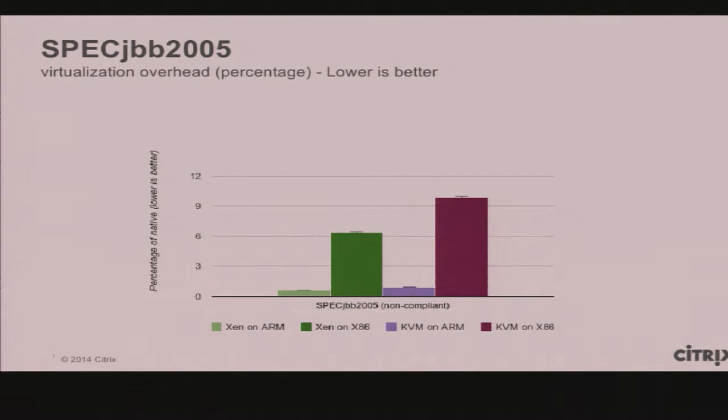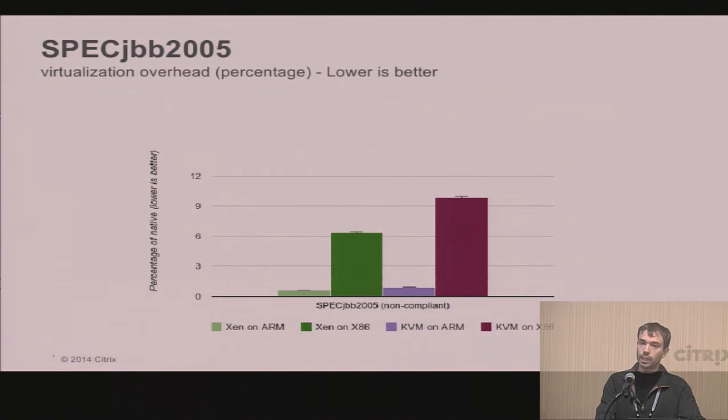Okay, this is probably the most surprising result I had. SPECjbb 2005 is the SPEC Java server workload benchmark. Xen on ARM has a lower overhead than KVM on ARM, and Xen on x86 has a lower overhead than KVM on x86, but the difference between ARM and x86 is quite big, bigger than I expected. So I ran this test several times to try to understand why. One thing I found is that there is a performance regression on x86 between 3.13 and 3.15-rc8.